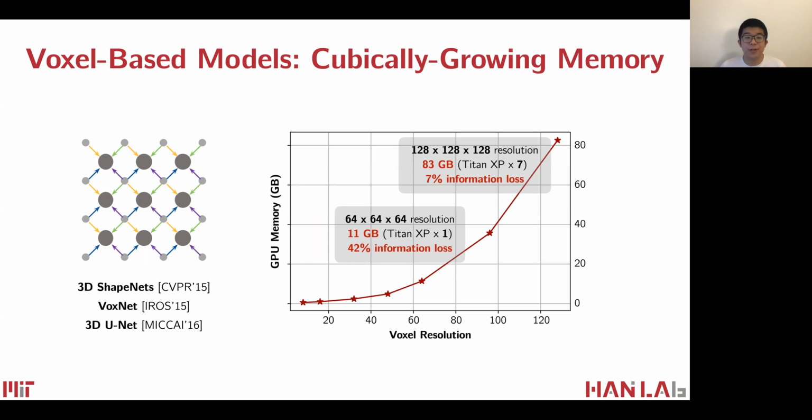Conventional voxel-based models are not scalable because the memory consumption grows cubically with the resolution. However, low resolutions will lead to significant information loss as multiple points will be bucketed into the same voxel grid, and these points are no longer distinguishable from each other. This leads to a dilemma. With a single Titan XP GPU, we can only afford a resolution of 64 by 64 by 64, but in this case, more than 40% of information will be lost. To keep more than 90% of information, we then need to double the resolution to 128, but in that case, we need at least 7 Titan XP GPUs, which is not practically affordable for most users.